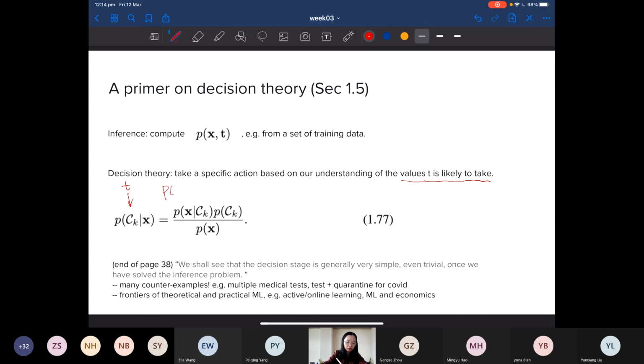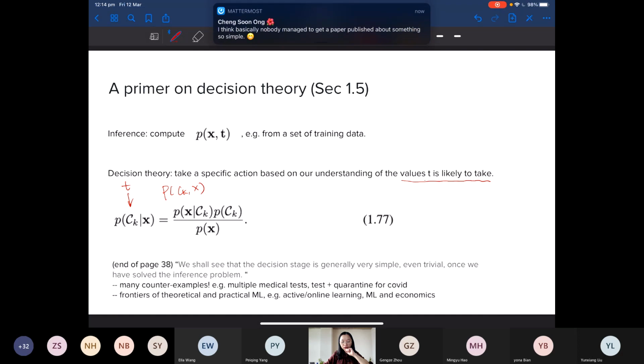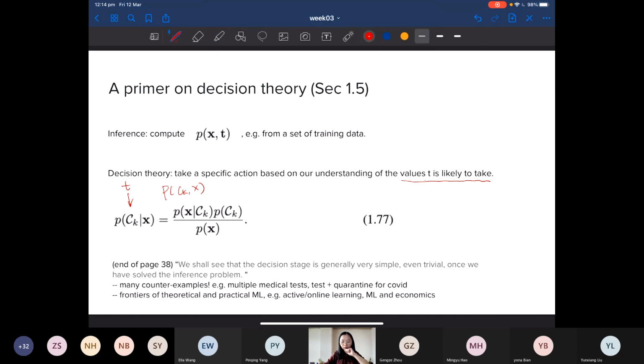Or you can think of it as the joint probability between class label and input data point X. So these are all interchangeable representations. And the book says that we shall see that the decision stage is generally very simple or even trivial once we have solved the inference problem. So the inference problem is basically estimating one or more of these probabilities, right?